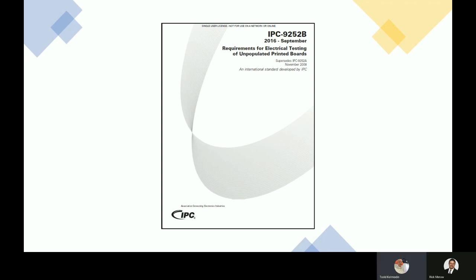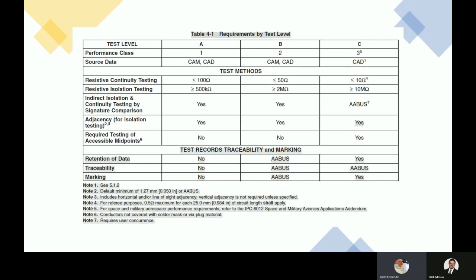We have three different things that are involved in IPC. They have what they call their performance class. When you see somebody send a procurement document that says we're going to build this to either class 1, class 2, or class 3, that would be the performance class. And Table 4.1 in this document, and if any of you do have the document, you can search a few pages in and it'll come up. This is pretty much the heart of the specification.